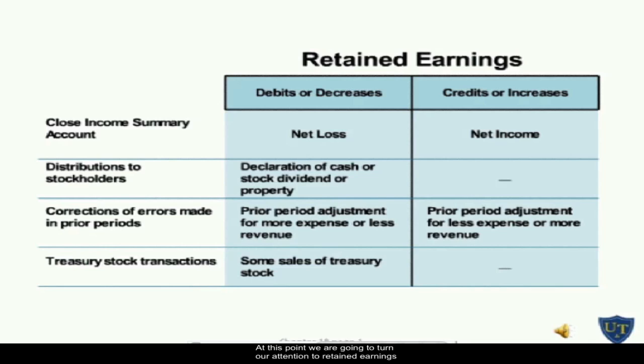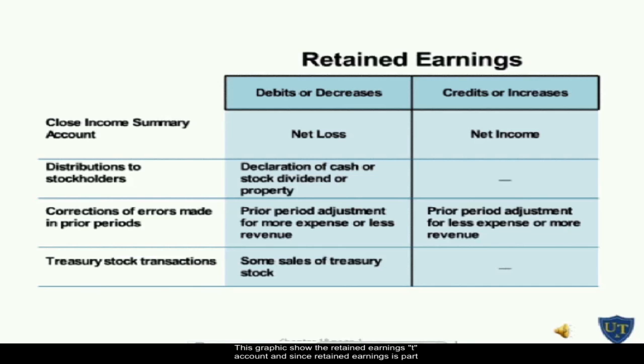At this point, we're going to turn our attention to retained earnings, which is the second source of stockholders' equity. Remember that retained earnings is sometimes called earned equity, and it represents the company's earnings that have been accumulated and not paid out to the owners in terms of dividends.